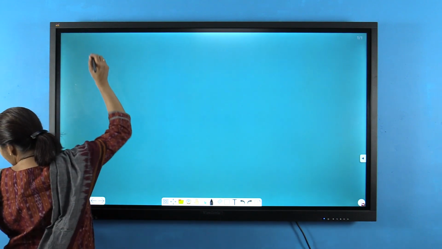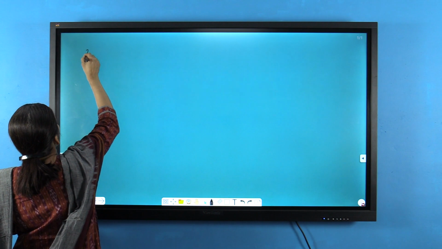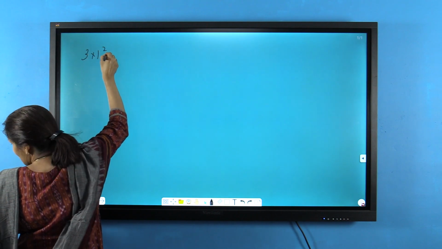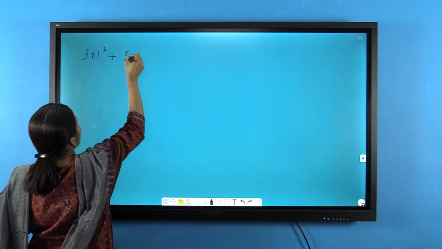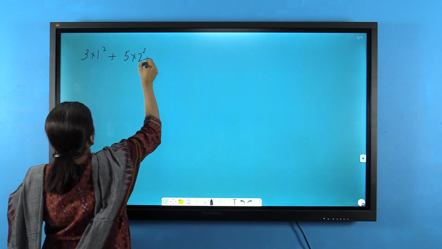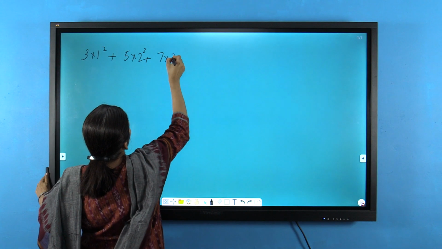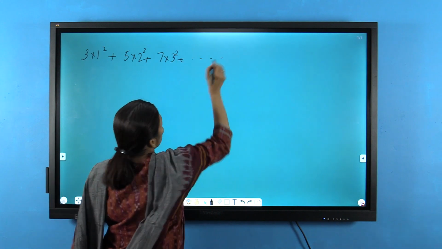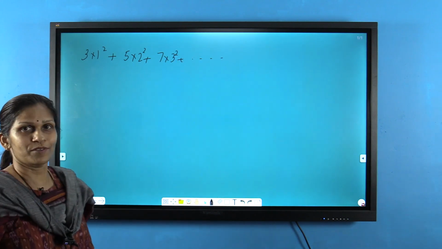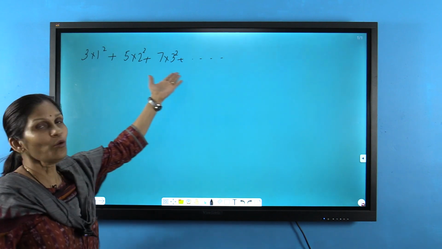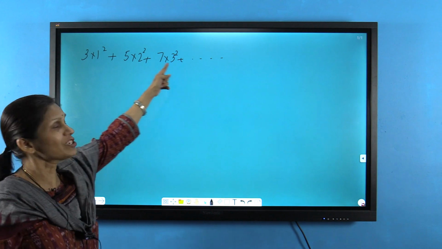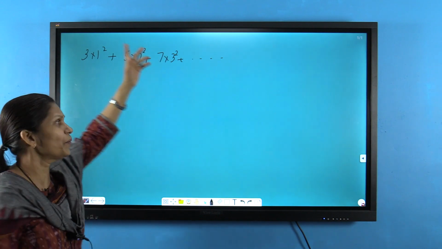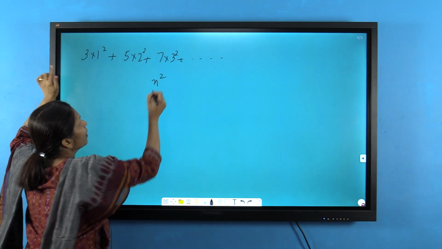Another one, 3 into 1 squared plus 5 into 2 squared plus 7 into 3 squared and so on, n such terms. Here again, what do you observe? It is the product of two terms, the second of which is easy to understand, it's just n squared. What about the first one?